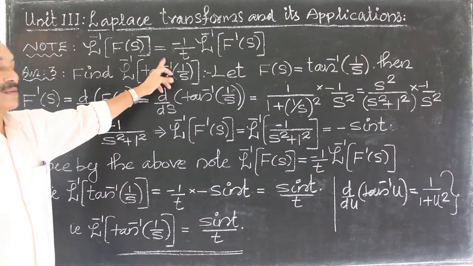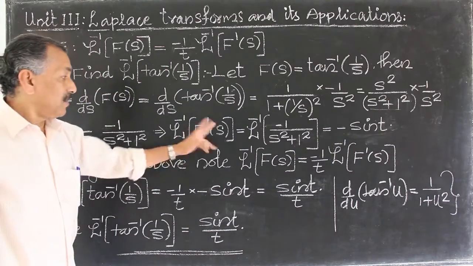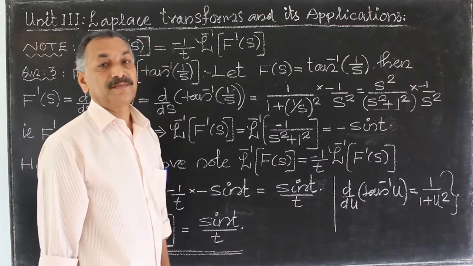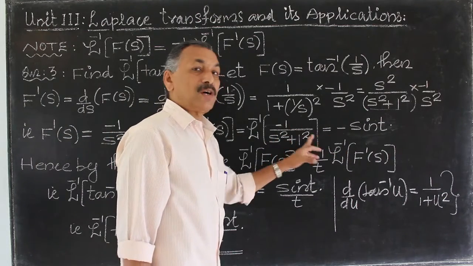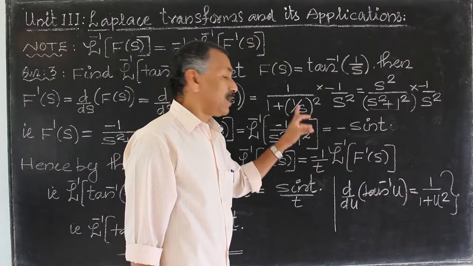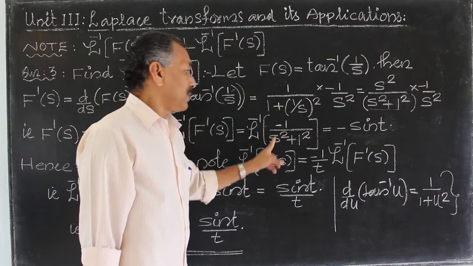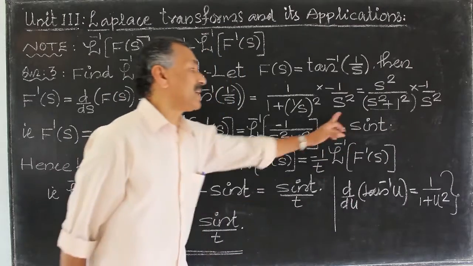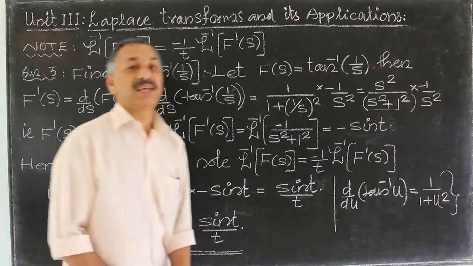Then apply this property. What is L inverse of f dash s? L inverse of minus 1 divided by s square plus 1 square. We know L inverse of a divided by s square plus a square is equal to sin at. So 1 divided by s square plus 1 square gives sin t, with a equal to 1. Hence L inverse of f dash s is equal to minus sin t.